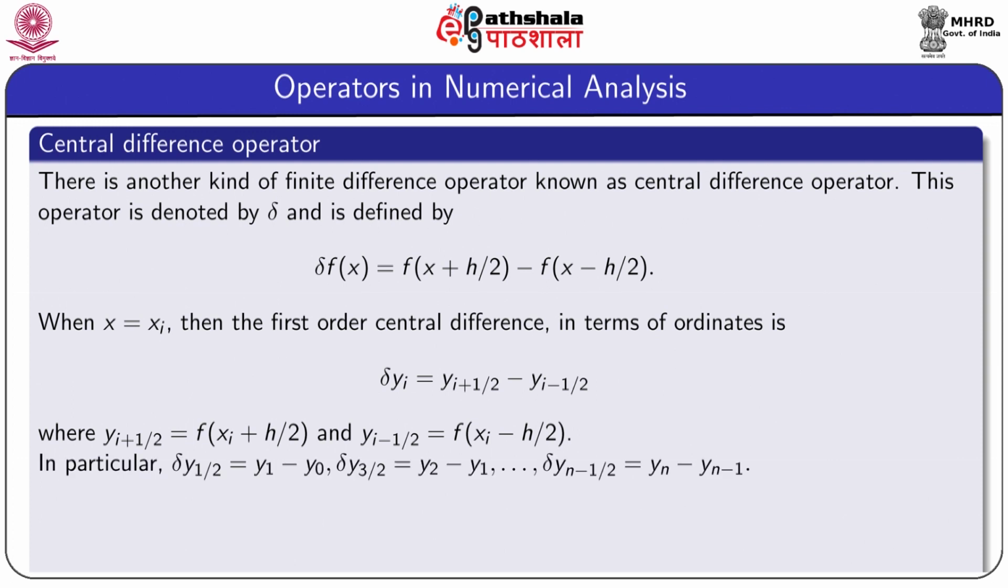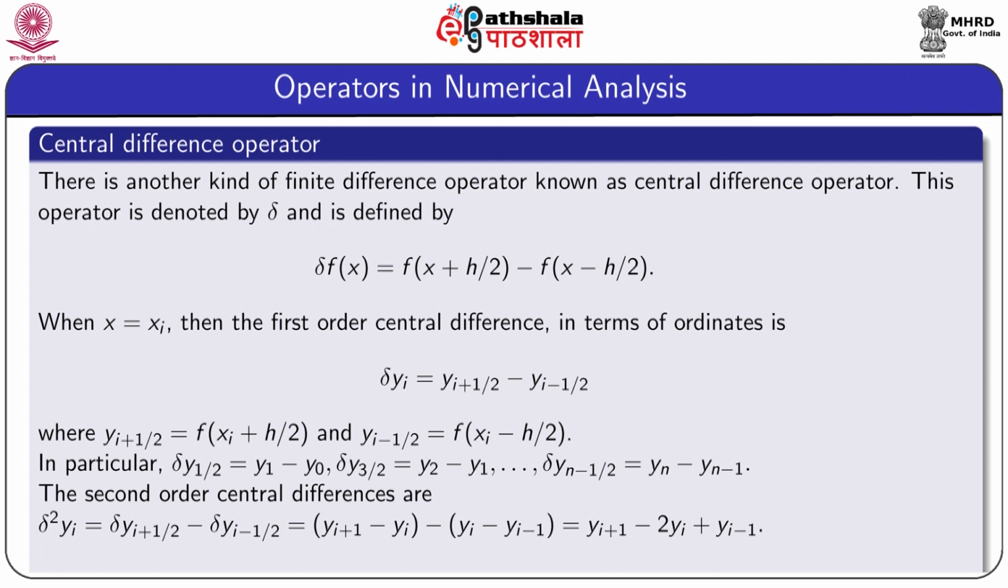In particular, delta y half equal to y1 minus y0, delta y 3 by 2 equal to y2 minus y1, and so on. Similarly, the second order central differences are defined as follows: delta 2 yi equal to yi plus 1 minus 2 yi plus yi minus 1. In general, delta n yi equal to delta n minus 1 yi plus half minus delta n minus 1 yi minus half. This is the general expression to find any order central differences for the ordinates y0, y1 up to yn.